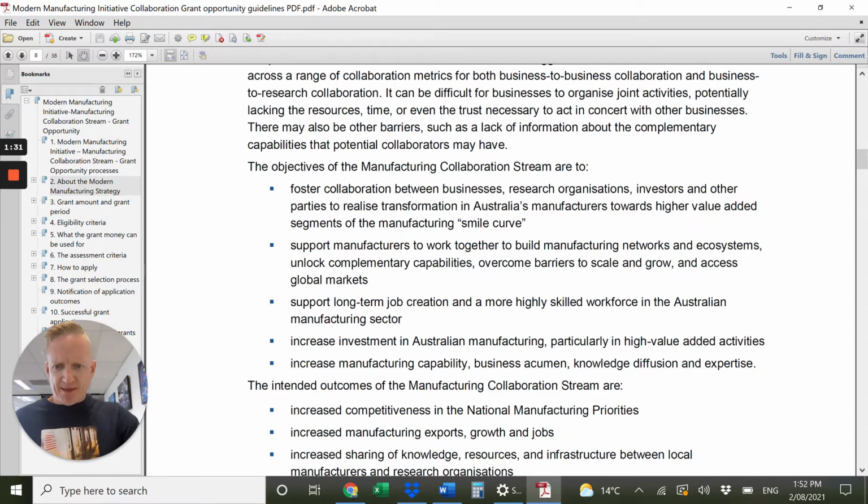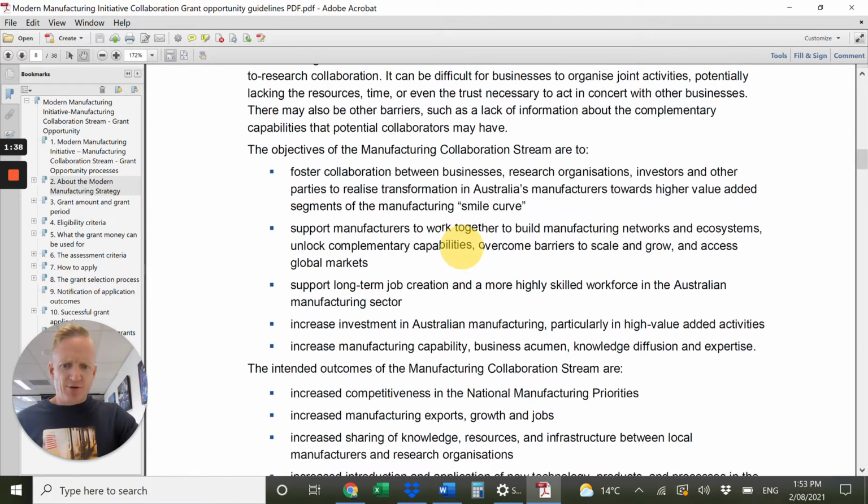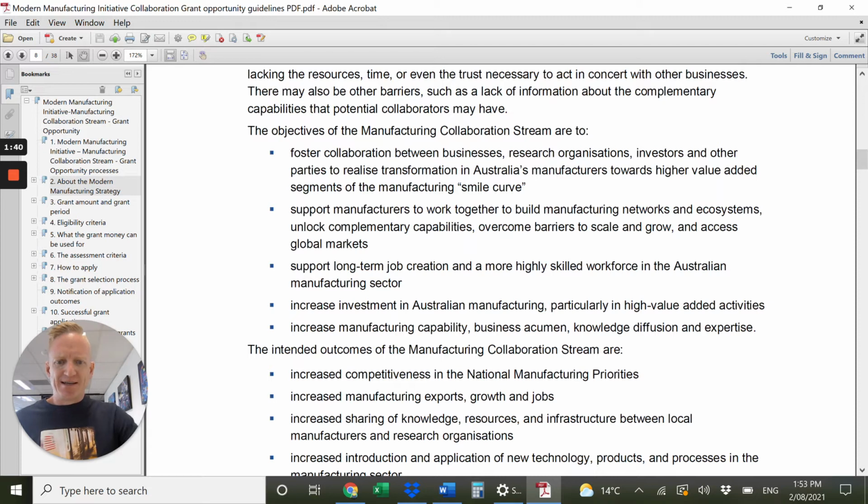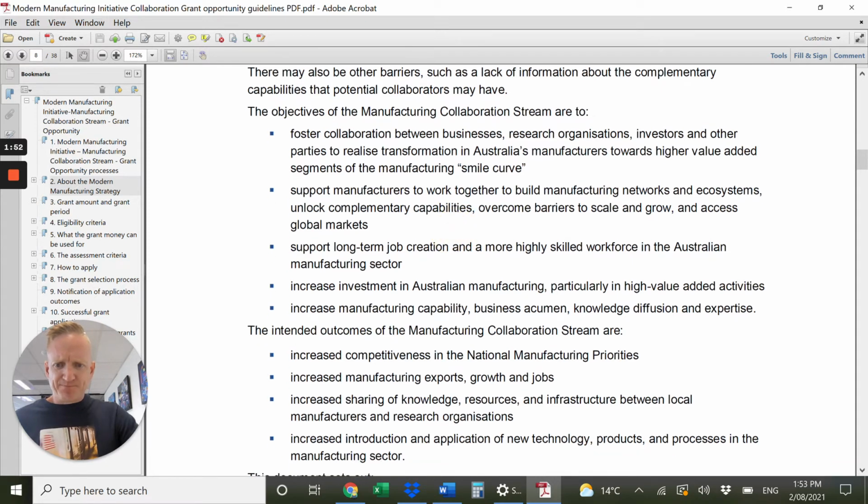What might be the heading of this. So we want to foster collaboration between businesses, research organisations, investors, and other parties. So this section I would detail who the businesses are, who the research organisations are, who the investors are, and you might have between, I would say, probably 5 at least parties involved, if not get it up to that level. And segments of the manufacturing smile curve.